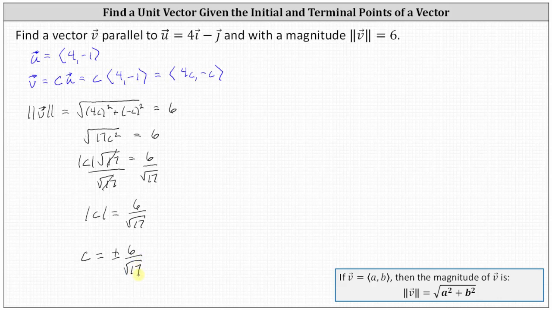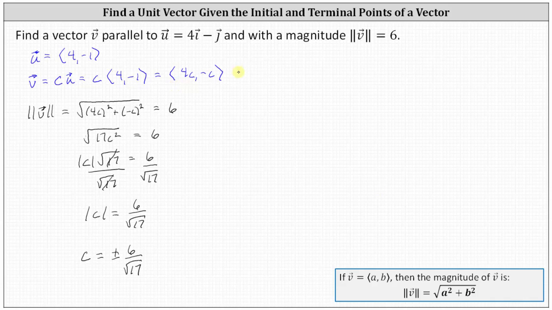So if we use the positive value for c, vector v will point in the same direction as vector u and have a magnitude of 6. If we use the negative value of c, vector v will point in the opposite direction of vector u, but still have a magnitude of 6. And both vectors will be parallel to the given vector u.